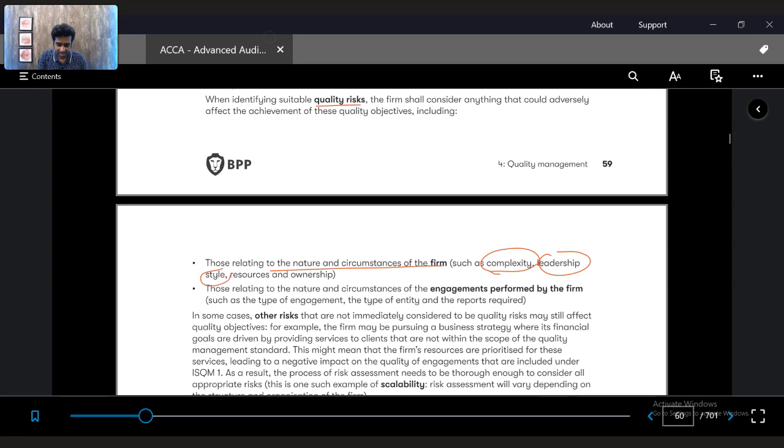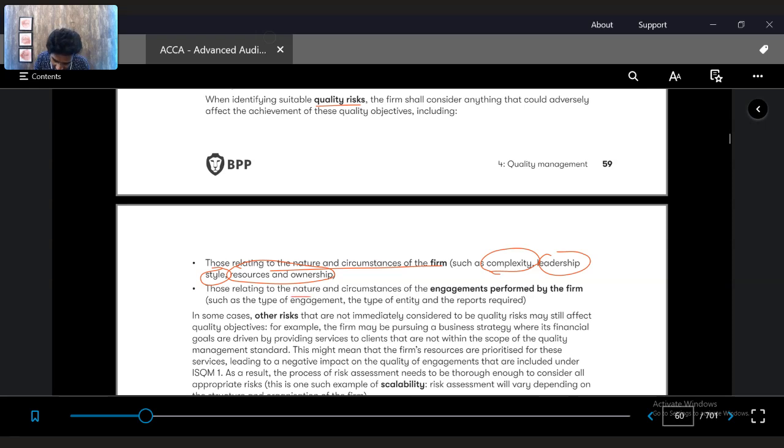Leadership style. If there is a leader who is so much pressing, who's so much pressurizing, asking us to finish the audit work on a timely basis and to finish it off early, definitely the quality could be compromised. The seniors and managers will have to give it to the partner without doing the things properly. What are the resources which are under their belt and ownership? Do we have enough resources? That also showcases the quality.